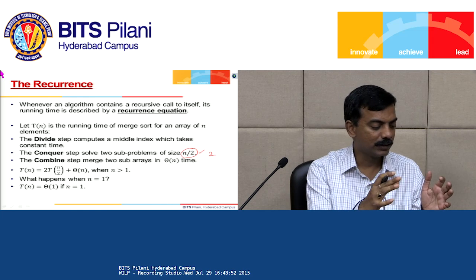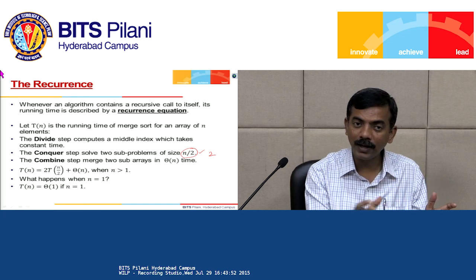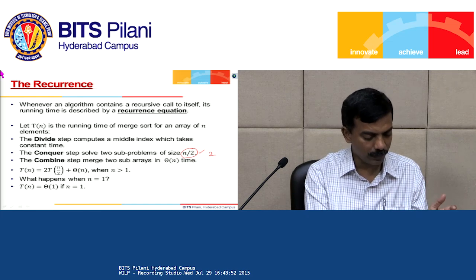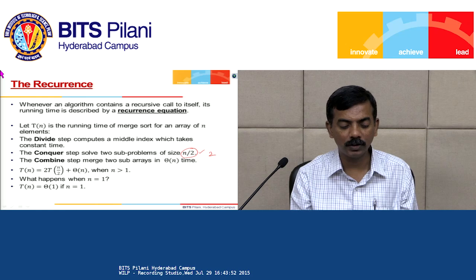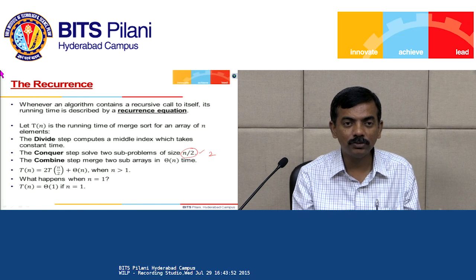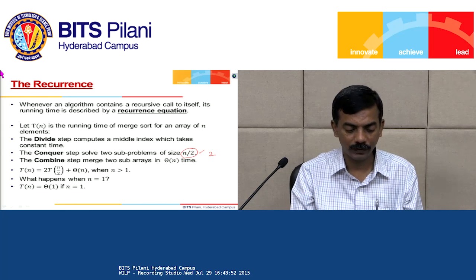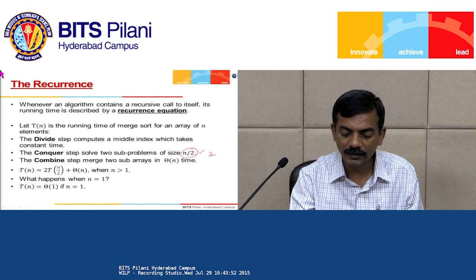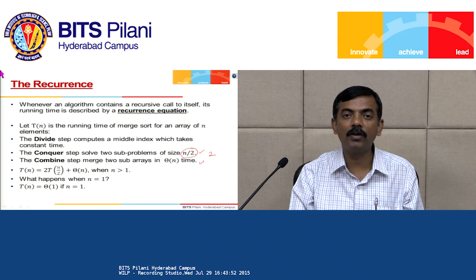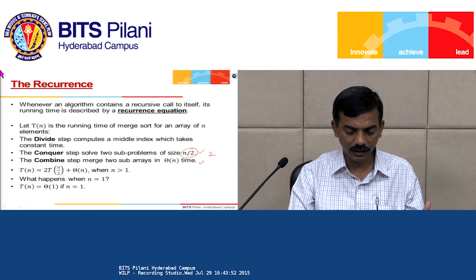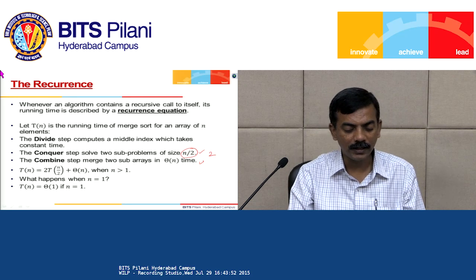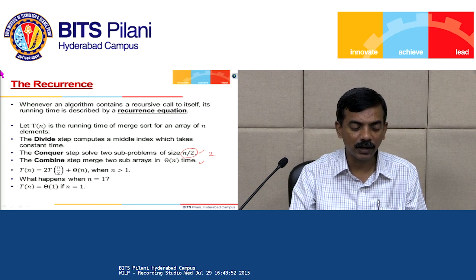In the merge sort you got two sub arrays and those sub arrays have been sorted. In the combine step, that is the merge step of merge sort, you want to merge these two sub arrays to get your final sorted array. The combine step, as we have just seen, takes theta of n time, where n is the number of elements in the array.